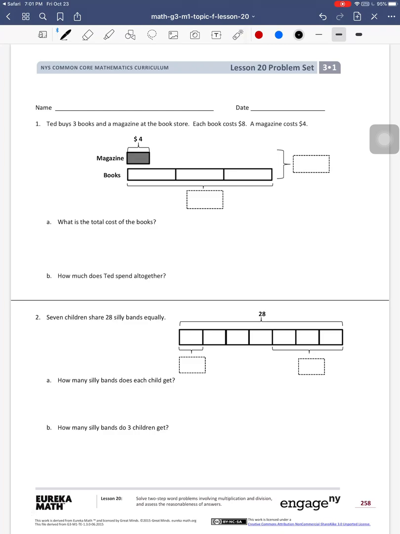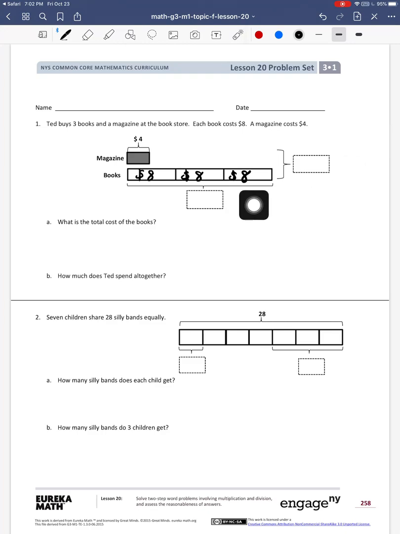All right, problem set. Ted buys 3 books and a magazine at the bookstore. Each book costs $8. A magazine costs $4. All right, so let's fill in our tape diagram. So here is our magazine for $4, but our books are, this is $8, this is $8, this is $8, right? So we need to figure out, if we have 3 8s, 8, 16, and 24, right?